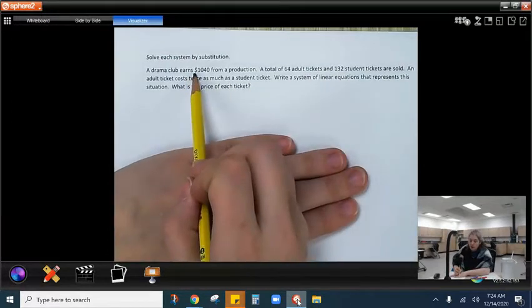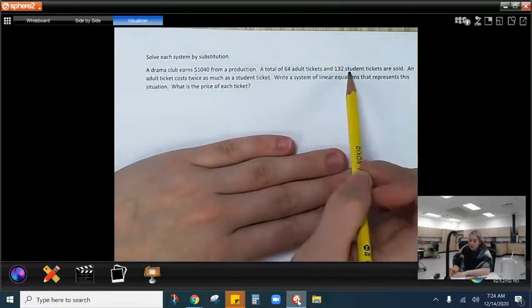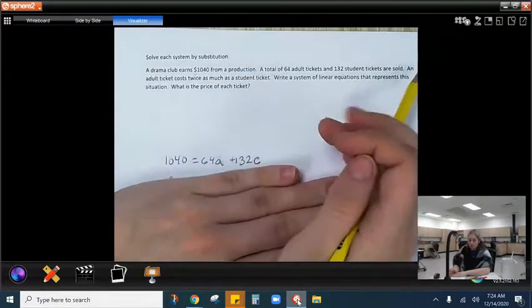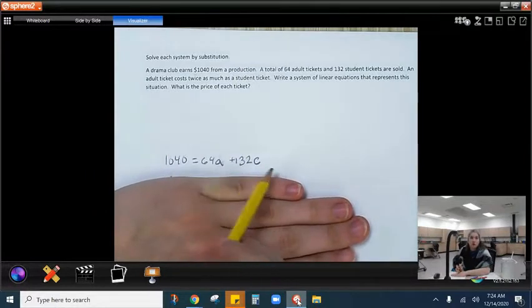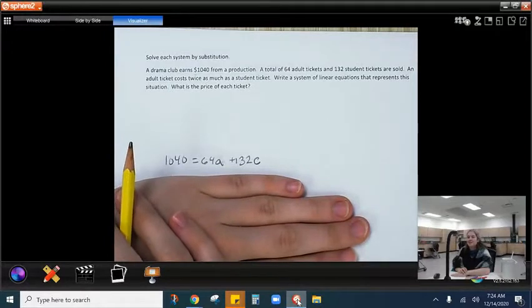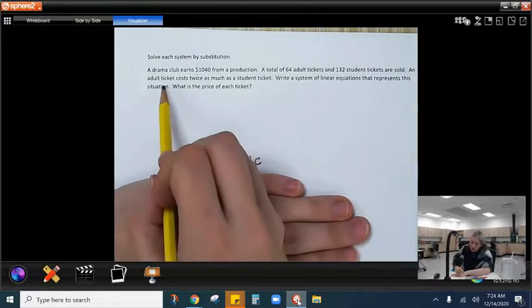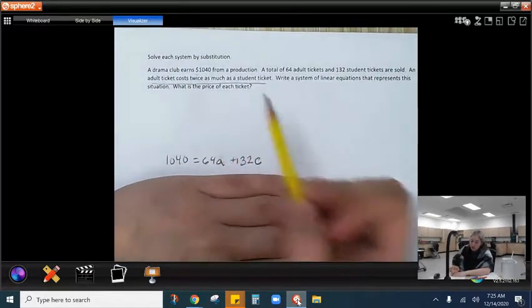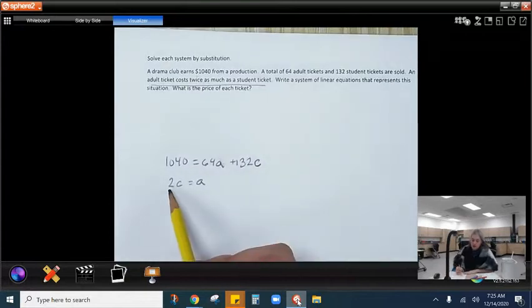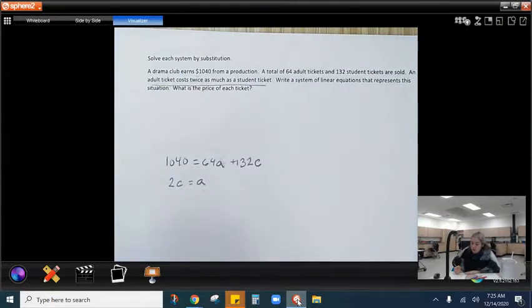So we've got 1,040, right? And they had 64 adults and 132 students. So here we go, 64 adults, 132 students. Or I like to use C for children because S and 5 looks really similar. So just for the record, that's why I use C. And we know that this one right here says adult tickets cost twice as much as student tickets. So that means 2 C's buys 1 adult, right? 2 student tickets cost the same as an adult ticket.